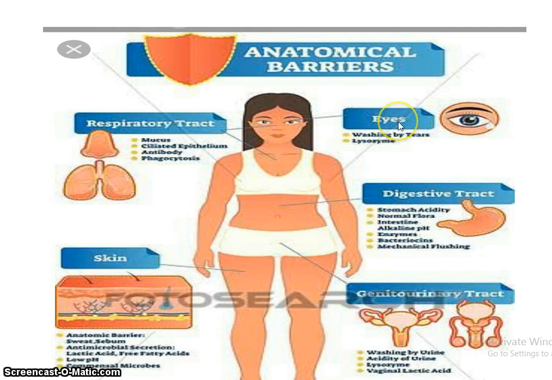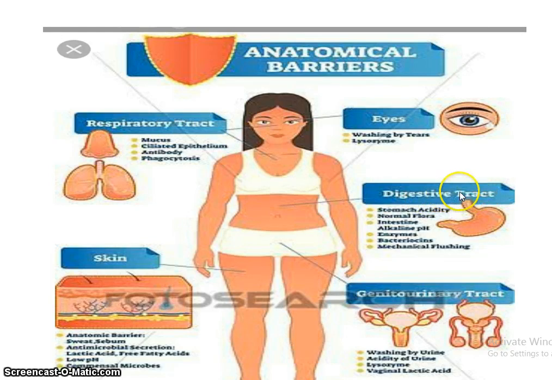The second structure is the eyes. The lacrimal glands of the eyes secrete tears, and the tears have particular antimicrobial enzymes which prevent the entry of bacteria into the eyes. The third point is the mucous membranes. The mucous membrane of the respiratory tract secretes mucus, and that mucus traps microorganisms, so it prevents their entry into the lungs. Next is the mucous membrane of the digestive tract.